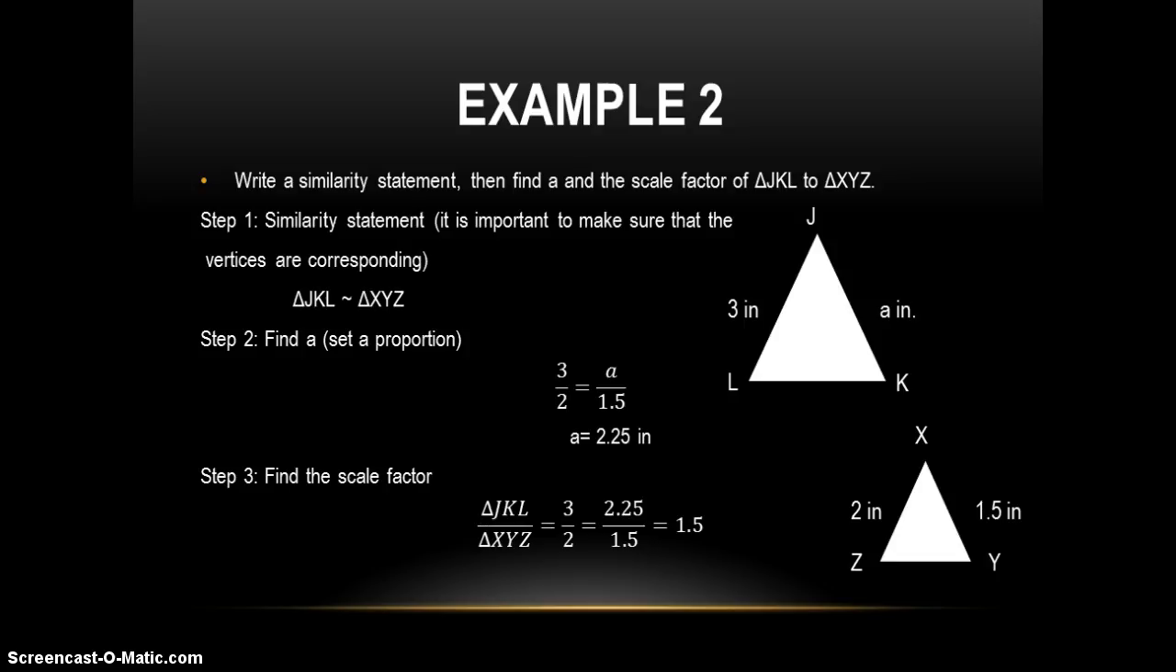Step 3. We find the scale factor. So triangle JKL divided by triangle XYZ equals 3/2 equals 2.25, which is what we found A to be, over 1.5, and that all equals 1.5, which is your scale factor.